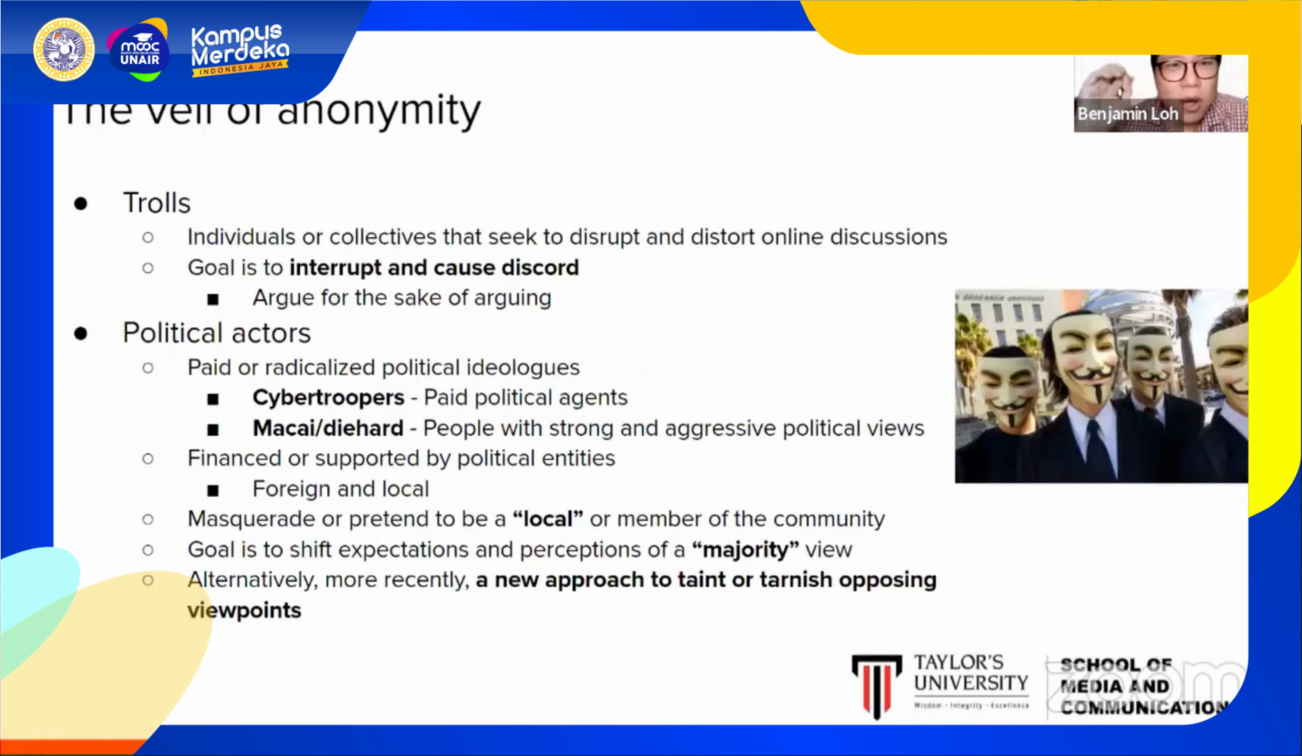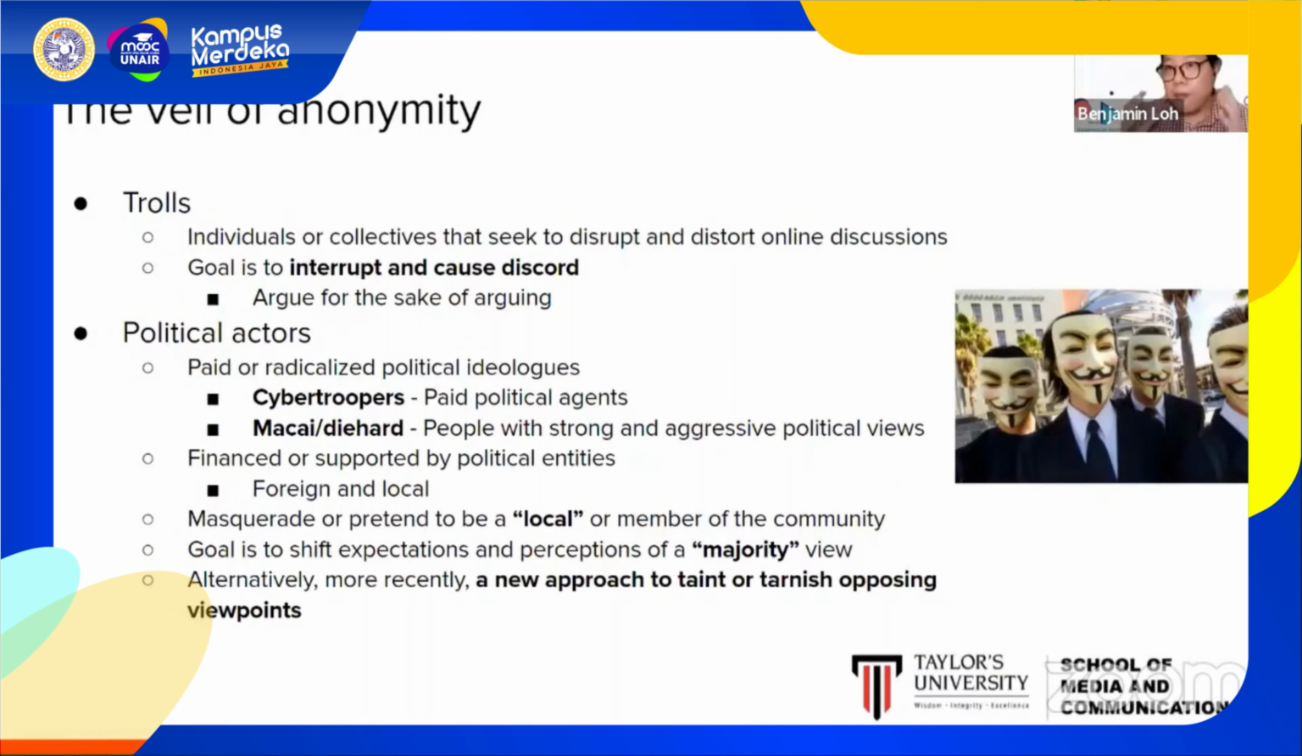All right. So a lot of these political actors, sometimes they are financed by various political entities. They can sometimes be foreign or they can be local. In the American election in 2016, there was a lot of documented evidence that there were foreign actors out of Russia, especially, that were trying to interfere with the elections by posing as Americans and trying to disrupt a lot of their online spaces as a result of that. And they do this by masquerading or pretending to be a local member of the community.